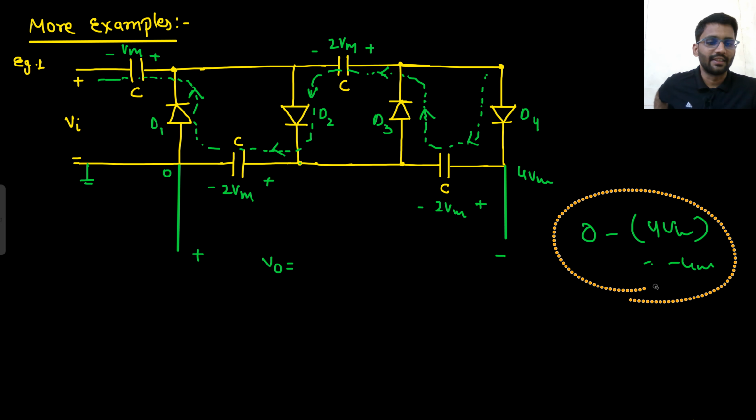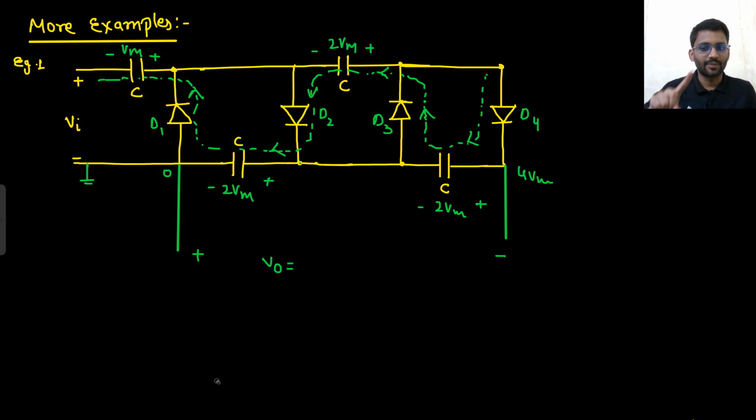Basic network analysis it is. Simple network analysis, first chapter of network analysis. Right? 0 plus 2 Vm plus 2 Vm. So 0 here and 4 Vm here. So what will be the potential? Minus 4 Vm.